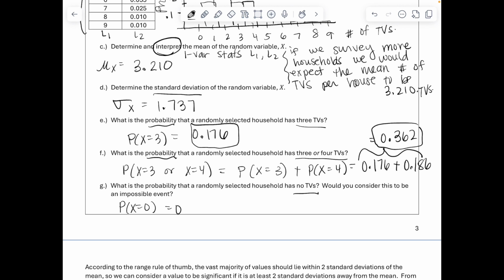And there's a second question here. It says, would you consider this to be an impossible event? And no, this is just based upon this study that we had. So we'll say no. A different study, especially if you had conducted this maybe in more of an Amish area in New York, a different sample would have different results. So not necessarily impossible.